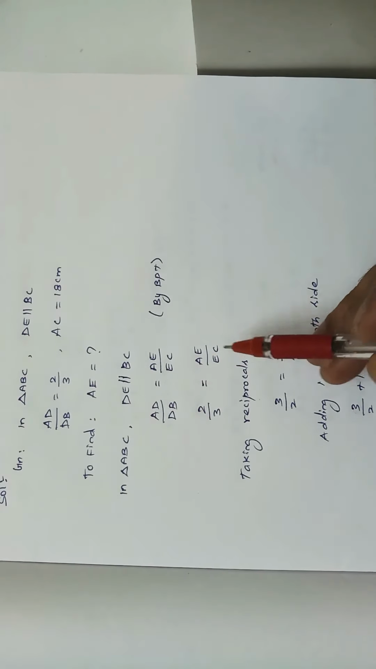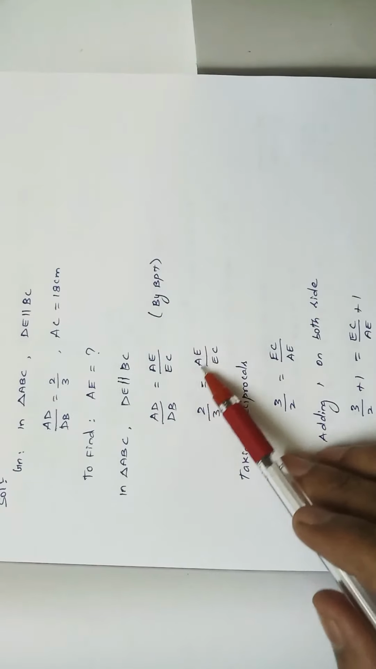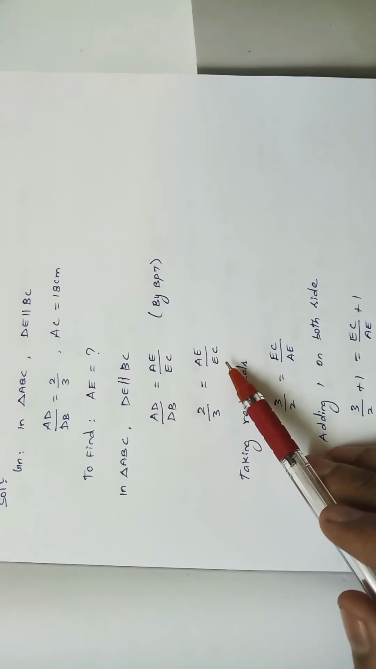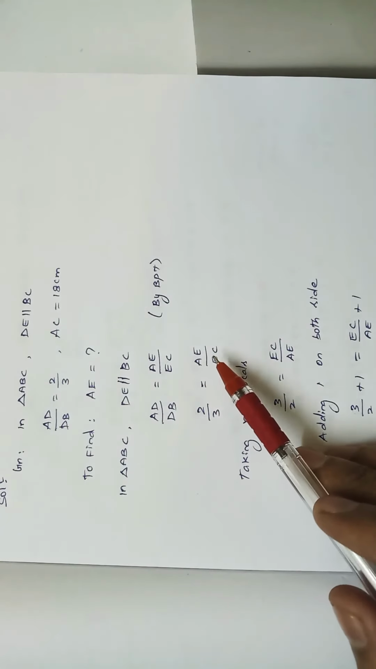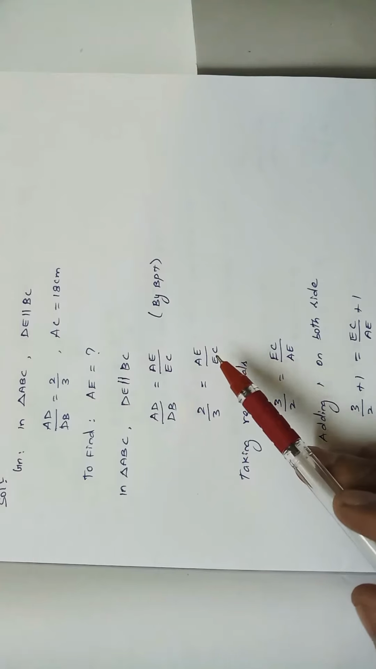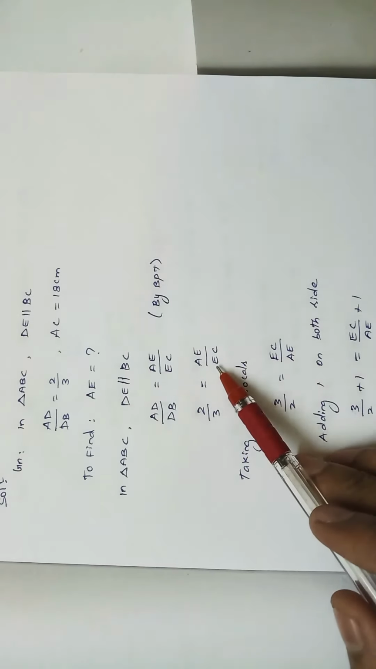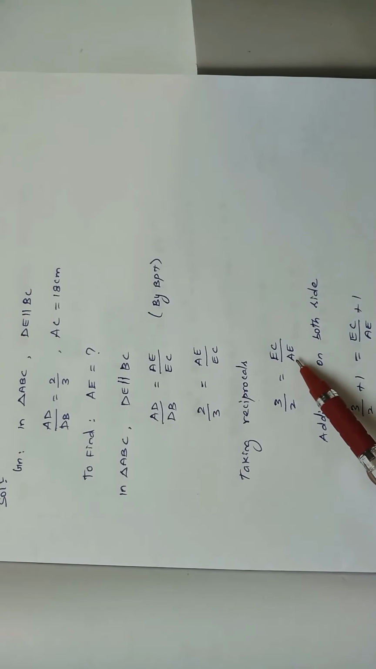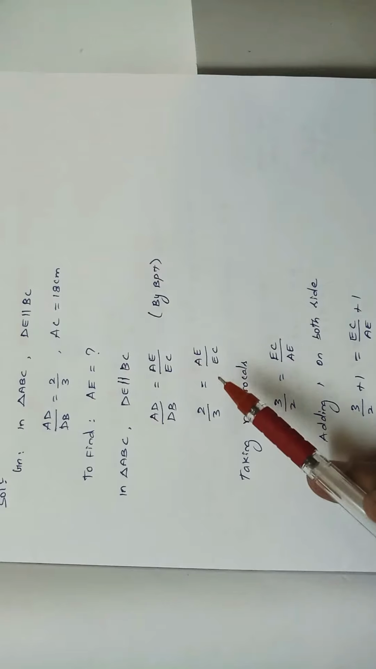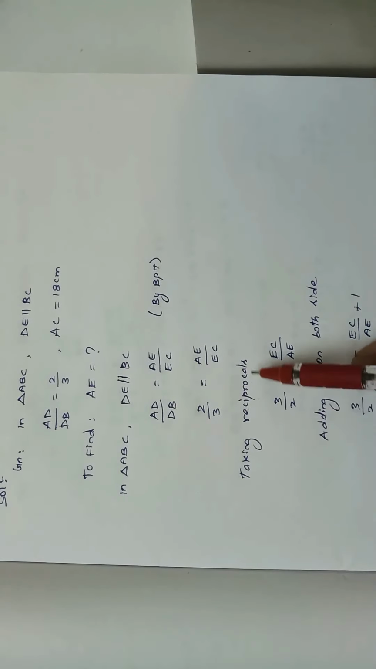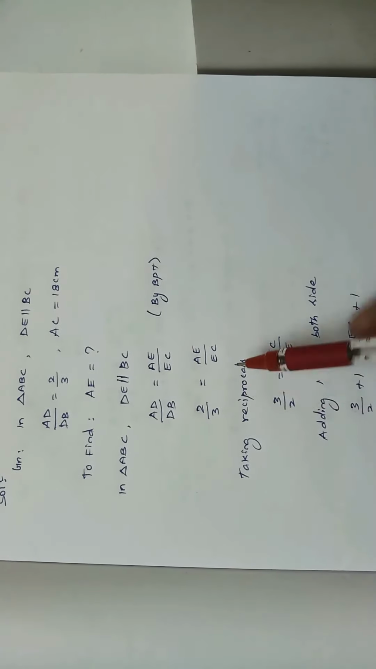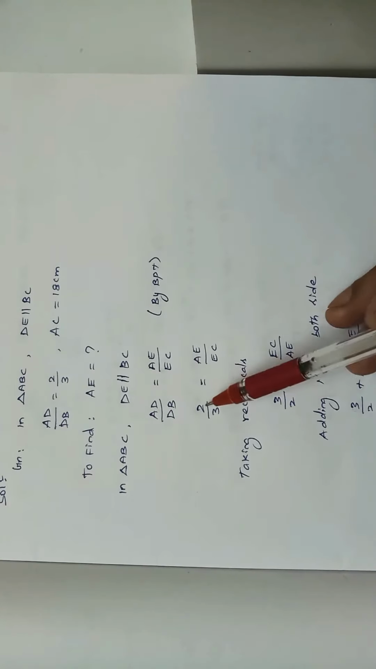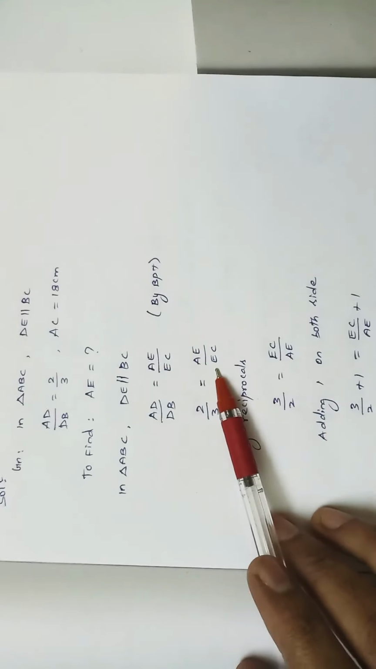What we need is to find AE alone, so we have to keep AE in the denominator, and then AE will remain the same. Suppose we keep EC in the denominator, then EC alone will be in the denominator. But we want to find AE alone, so for our convenience we are just taking the reciprocal. So 2 by 3 will become 3 by 2 and AE by EC will become EC by AE.